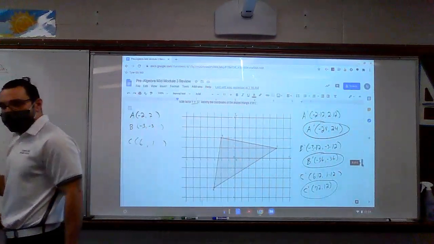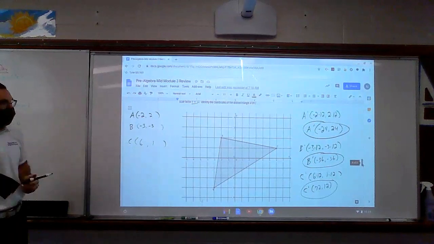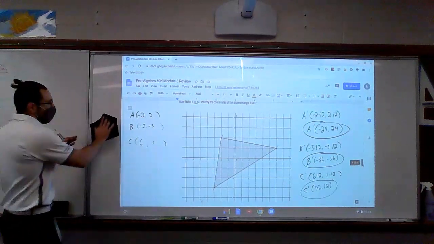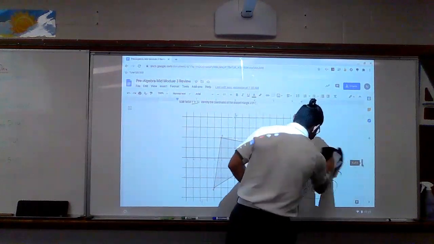I'm going to give you a minute to finish copying it because I still see some of you guys copying it down. This one did not ask you to draw it, which is why we didn't put it, because you're not going to go to 72 on the graph on this one. But the next question does ask us to draw our new points.